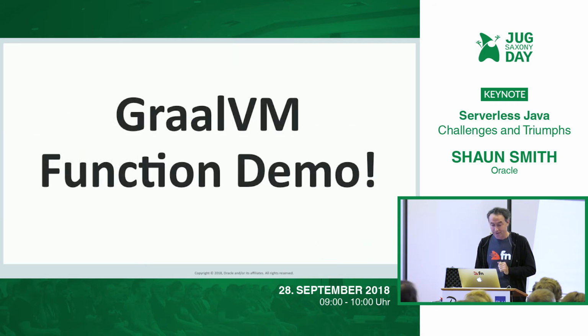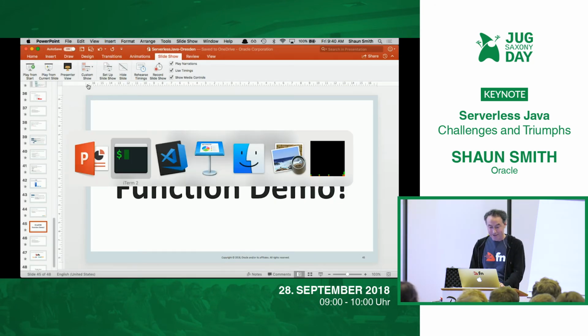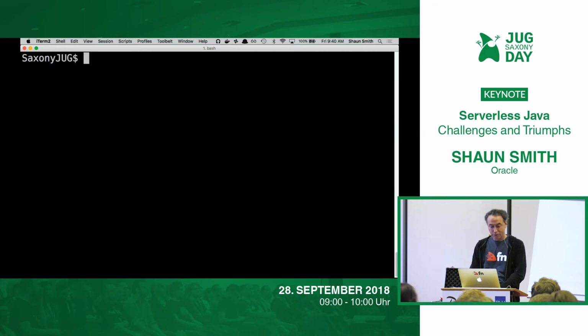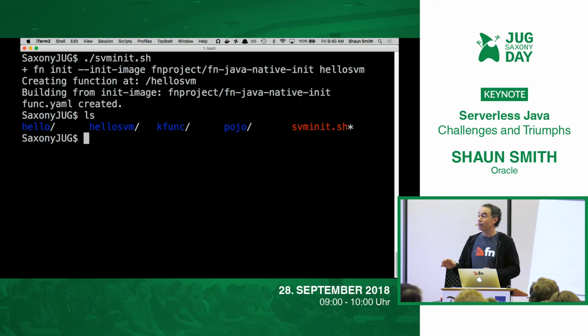So why don't I just show you what Graal looks like? I think you'll be surprised, because it's so straightforward. I've got a script here to start this, because the command is long. So fn init image, blah, blah, blah, native, hello SVM. So I have a function called hello SVM. I just created that. Now, full disclosure, I'm showing you a pull request, so this is really bleeding edge. The Graal integration into FN is happening now. On Monday, we had a pull request, and I've got the pull request. This is the latest, hottest stuff, and so far it's working just great.